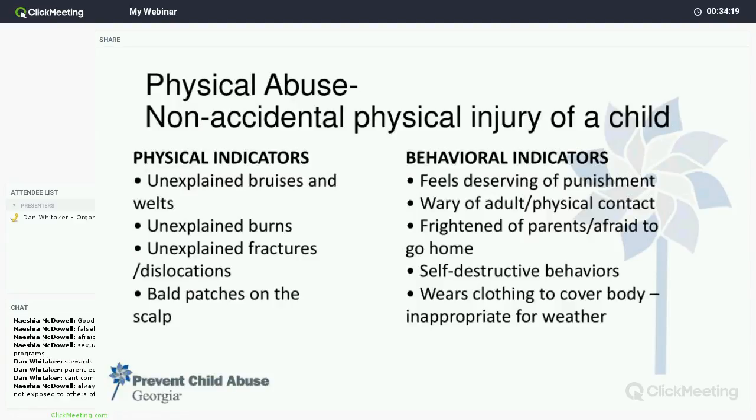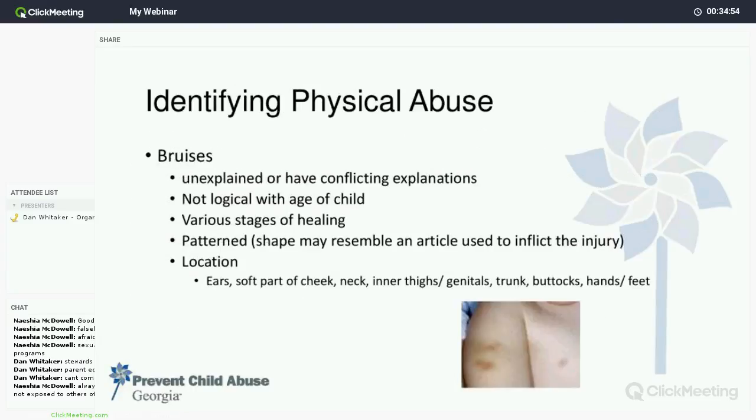Self-destructive behaviors, and wearing of inappropriate clothing for the weather, so covering up in the hot summertime. And I will give this one caveat, especially for children with intellectual or other disabilities. Sometimes they dress in a way that feels secure to them, and it might have no relation to physical abuse or anything like that. So knowing what is normal and appropriate for that child is important to knowing what typical versus atypical behavior is. So physical indicators: unexplained bruises or welts, burns, fractures, dislocations, and even bald patches on the scalp.